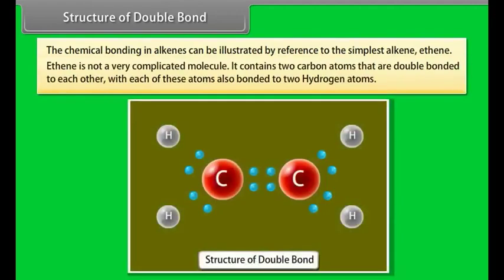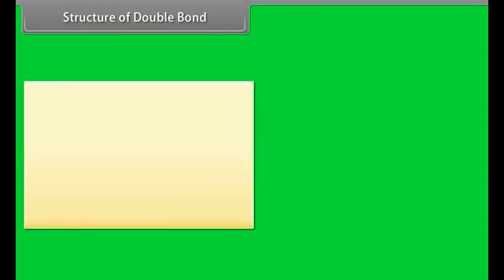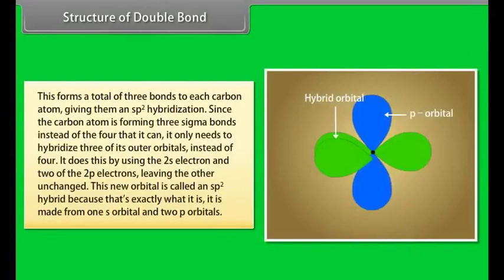Structure of the double bond. The chemical bonding in alkenes can be illustrated by reference to the simplest alkene, ethene. Ethene is not a very complicated molecule. It contains two carbon atoms that are double bonded to each other, with each of these atoms also bonded to two hydrogen atoms. This forms a total of 3 bonds to each carbon atom, giving them an sp2 hybridization.